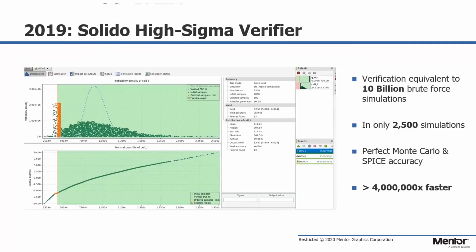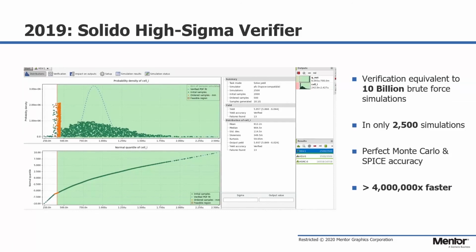Another thing that we're really excited about is called High-Sigma Verifier, where what we did here is we took our High-Sigma Monte Carlo algorithm, that was sort of the thing we were most famous for, I think, at Solido, and we really put this on full autopilot. We put a bunch of smarts into it so that it was extremely easy to use. It minimized simulations even more, with 0 manual tuning, 0 iteration.